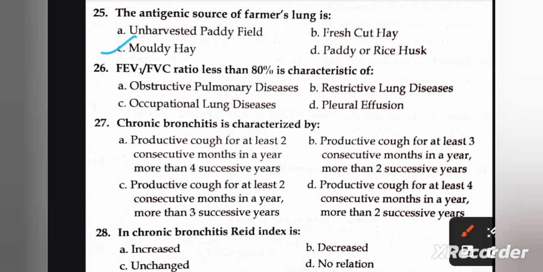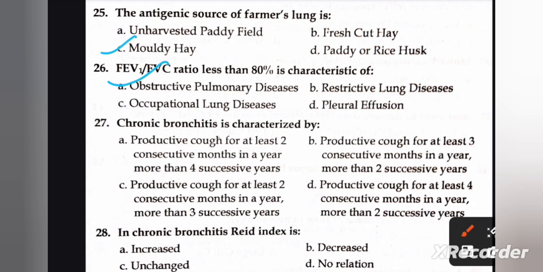Moldy hay. Next question is, FEV1/FVC ratio less than 80% is characteristic of A. Obstructive pulmonary disease, B. Restrictive lung disease, C. Occupational lung disease and D. Pleural effusion. The right option is A. Obstructive pulmonary diseases.